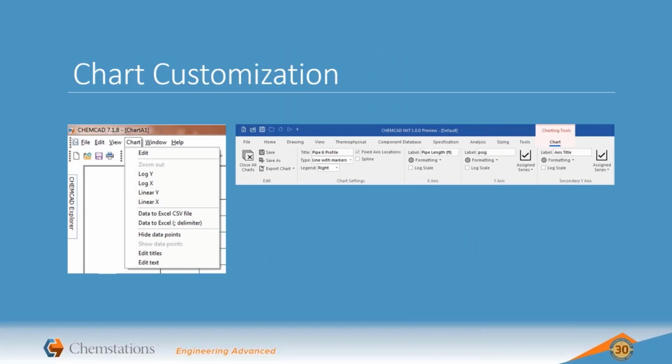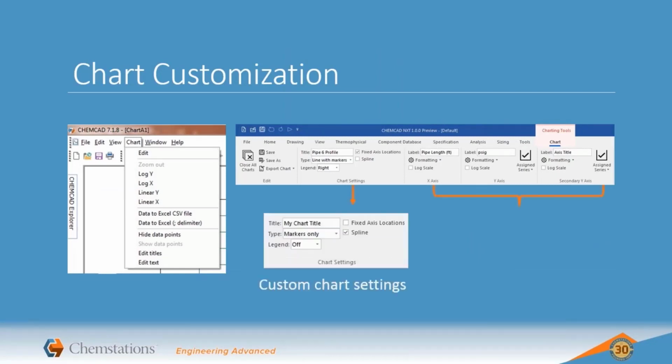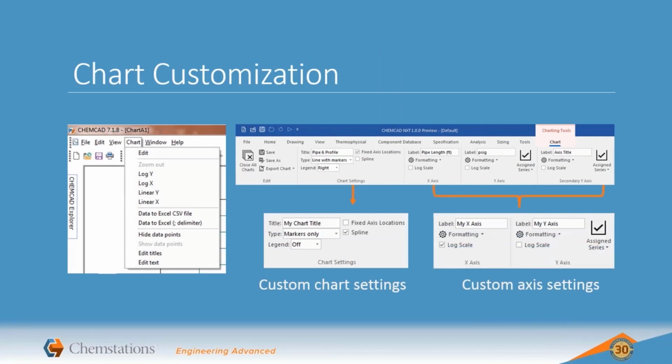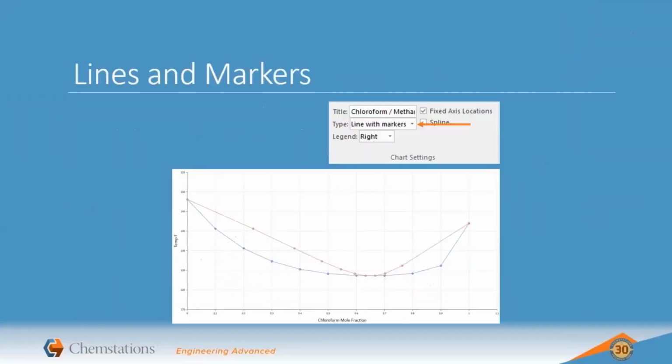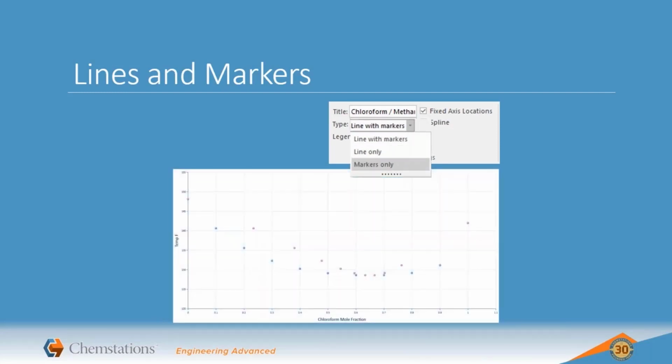By the same token, with this layout, it becomes much easier to change the labels and settings of the chart as a whole and of the individual axes. When it comes to settings that apply to the chart as a whole, charts are typically generated with markers connected by straight lines. Using the Type dropdown in the chart settings group, we can hide the markers and display the line only, or hide the lines and display the markers only.